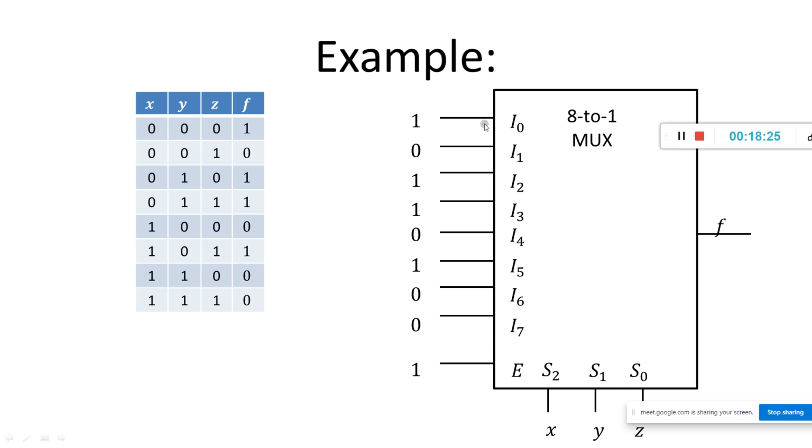So depending on the select lines, the particular data line will be selected and then it will be transferred to the F output line. Now suppose XYZ is 1 0 1. Which combination row is this? What is the functional value? 1. So 1 0 1 is the I5 data line, and its functional value is 1. This I5 will be transferred to F. So F will have I5, which is equal to 1. So depending on the select lines, a particular data line will be selected and then transferred to F.